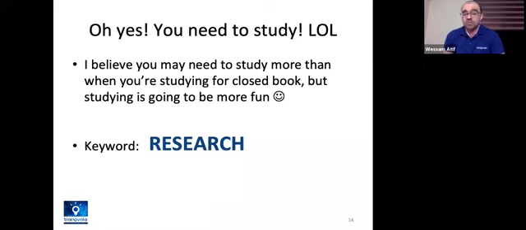And we have a keyword for studying for open book exams, which is research. So you need to learn slowly. How can you do research?